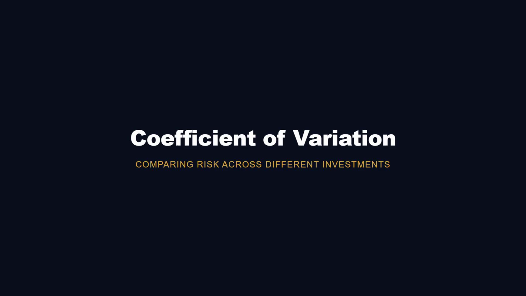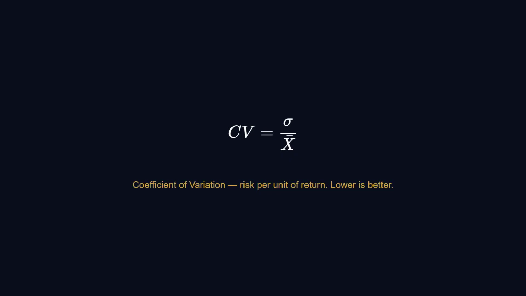Topic 3. Coefficient of variation, the tool that lets you compare apples to oranges. Here is the problem. Stock A has a standard deviation of 20% and a mean return of 15%. Stock B has a standard deviation of 10% and a mean return of 5%. Which one is riskier? If you look only at standard deviation, A is riskier, 20 beats 10. But that is misleading. A also has a much higher return.